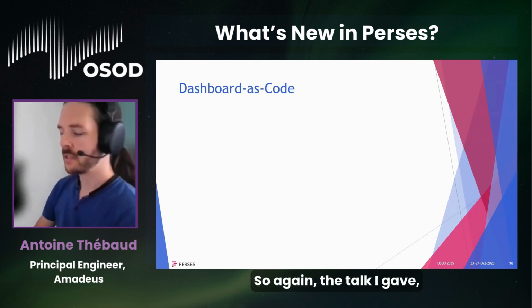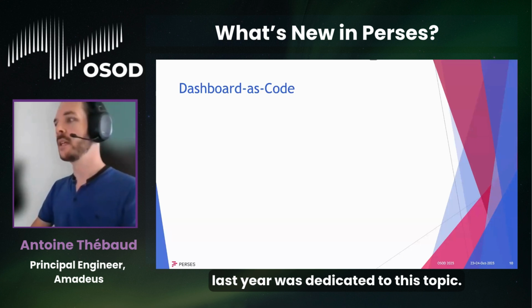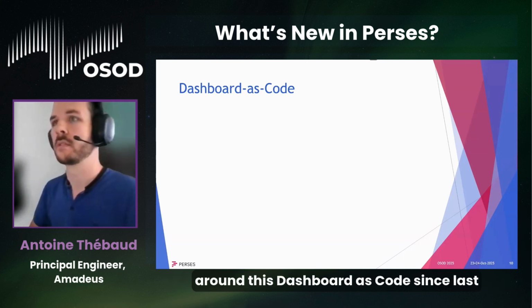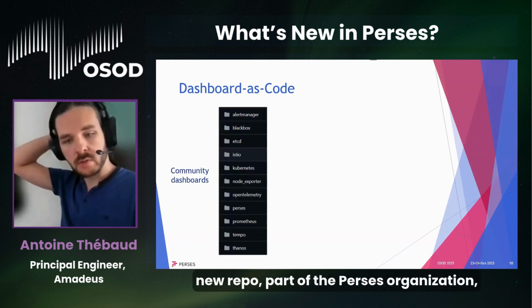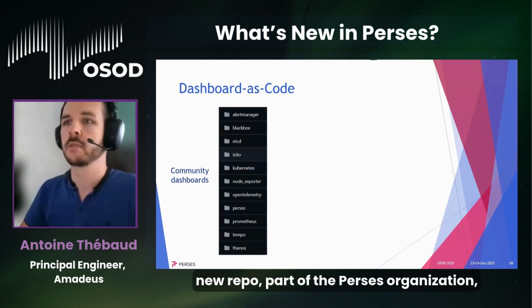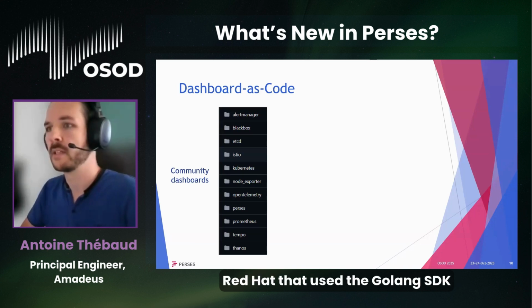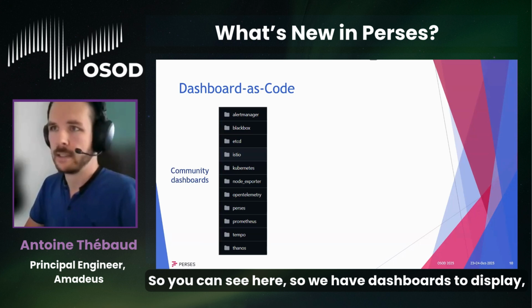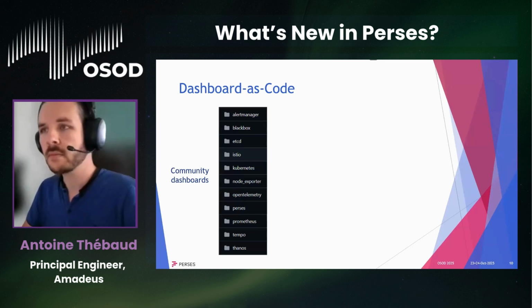Next topic, dashboard as code. Again, the talk I gave last year was dedicated to this topic. So here I just want to talk about the new things that came around dashboard as code since last year. We had many contributions to a new repo, part of the Perses organization, which is community dashboards. Mostly people from Red Hat used the Golang SDK of Perses to develop many dashboards. You can see here we have dashboards to display data from Alert Manager, Node Exporter, Thanos, etc.